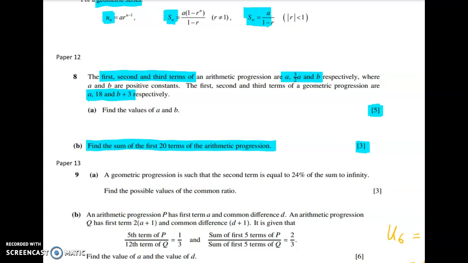Okay, so we've got an arithmetic progression where the first term is A, the second term is 3 over 2A, and the third term is B. The easiest way to do this question is to notice that the gap from here to here is a half A. So that means that D is equal to a half A. And if D is equal to a half A, then straight away we can see that B must be this with another half A. So B has to equal 2A, right? So that's thing 1. Then we can work with the geometric progression, and we know that B is 2A, so that's what we're going to do next.